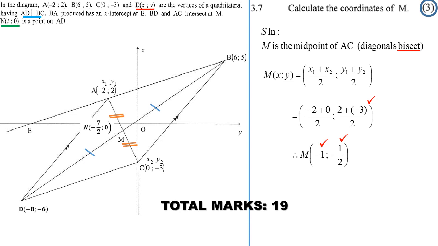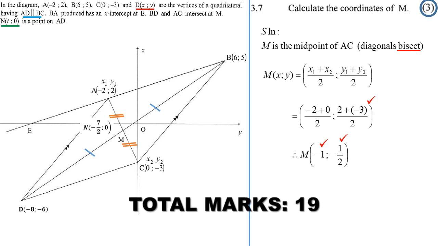19 marks is a lot of marks, people. Maybe you don't see it. Let me zoom in. Look at it. That is a lot of marks.